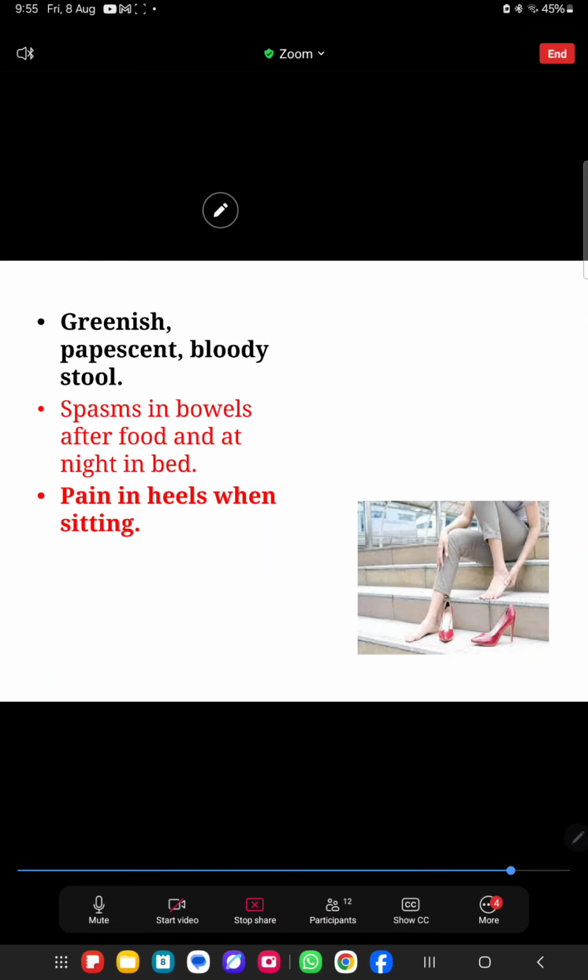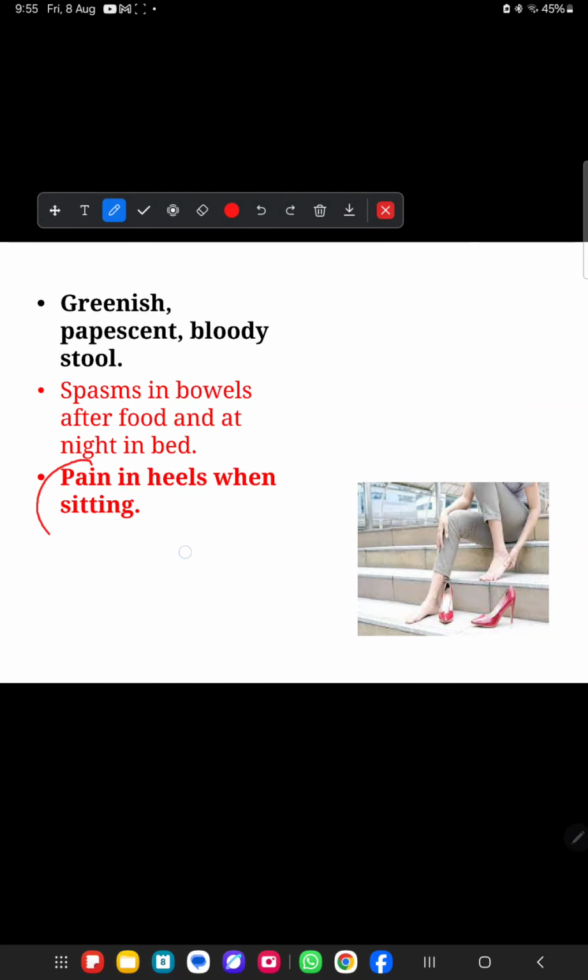But if there is a pain, especially in the heel, what can be the cause? This point we can correlate with the practice of medicine. What can be the cause?